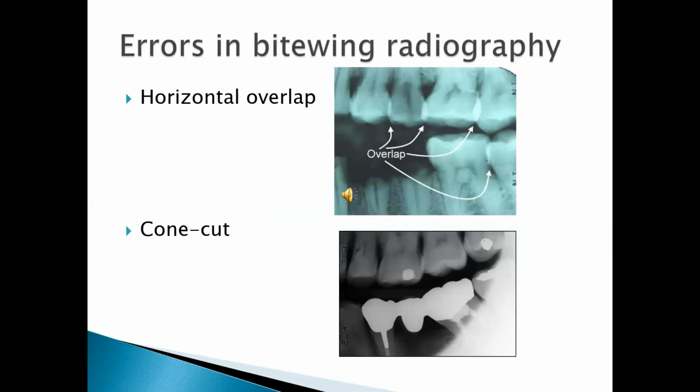Like any other technique, even bitewing has its own set of errors. Now, if you see this particular image, there are whitish arrows showing you areas of overlapping. That happens because of a faulty horizontal angulation. And like our intraoral periapical radiograph also, if you see the second image, you have got a cone cut.